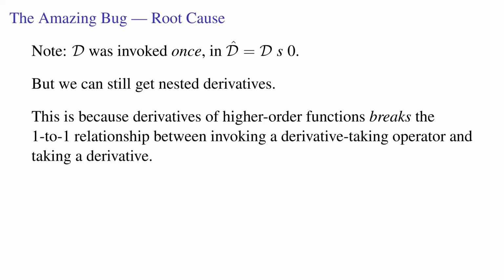What's the root cause? Well, d was invoked once in the definition of d hat, but we can still get nested derivatives. And that's because derivatives of higher order functions break the one-to-one relationship between invoking a derivative operator and taking a derivative. It's like those corny jokes about engineers and accountants traveling with fewer tickets than people by hiding in the loo when the conductor comes to check tickets. There's a disconnect between allocating the tags and using the tags, and we have poor enforcement of the one tag per nested derivative calculation policy.